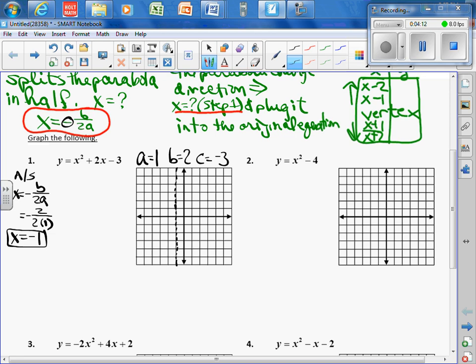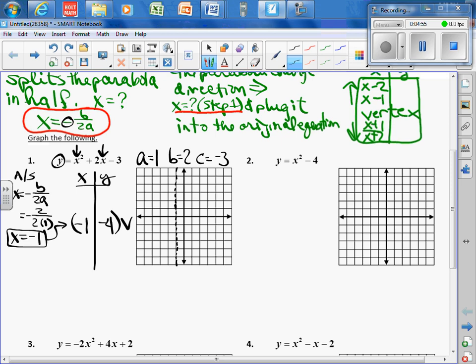So now I need to find the vertex, and I'm going to start making my table of values. And this negative 1 is going to be my middle point because that's my vertex. And to find out what this y is, I'm going to plug in negative 1 for x here and here, do the math, and we'll figure out what y equals. So y is equal to negative 1 squared, which is positive 1. 2 times negative 1 is negative 2. 1 minus 2 is negative 1. Negative 1 minus 3 is negative 4. So that is your vertex. Mark it V for your vertex.